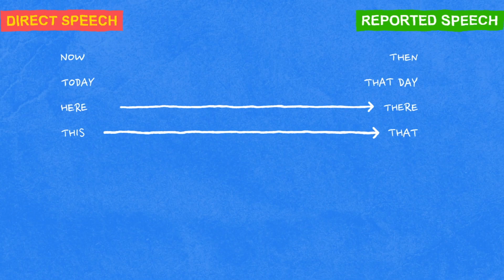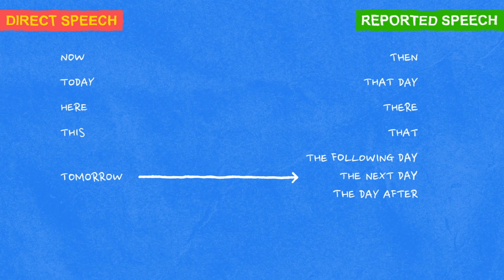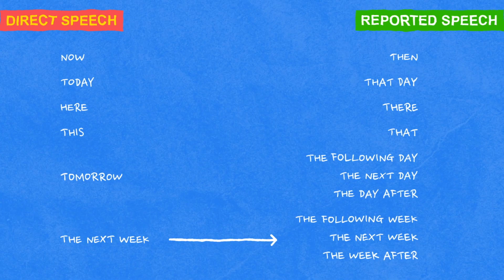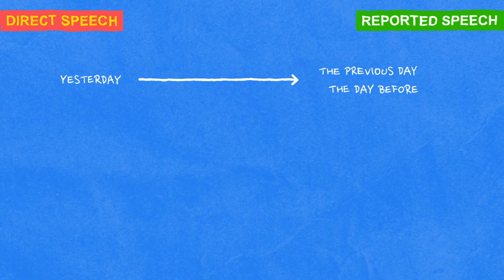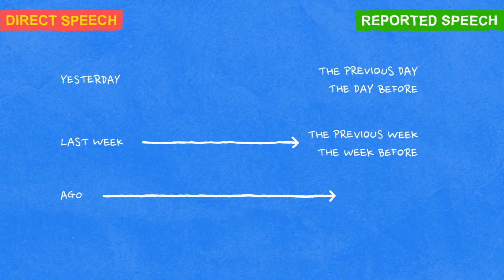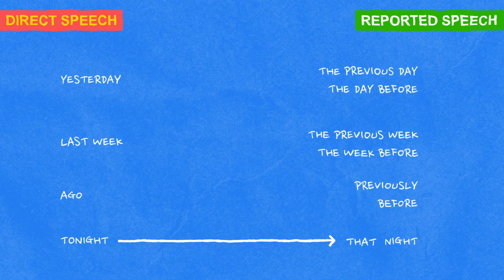This becomes that. Tomorrow becomes the following day, the next day, the day after. Next week becomes the following week, the next week, the week after. Yesterday becomes the previous day, the day before. Last week becomes the previous week, the week before. Ago becomes previously or before, and tonight becomes that night.